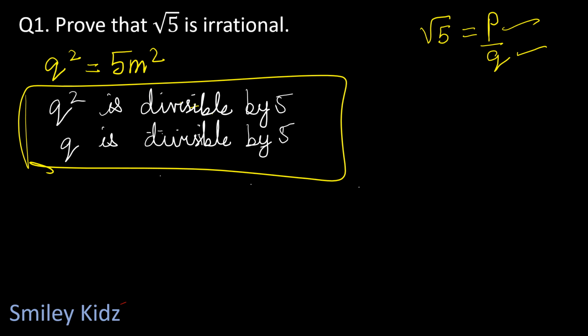Hence, this is a contradiction which has arisen due to the false or incorrect assumption that root 5 is a rational number. Hence, the given number root 5 is an irrational number.